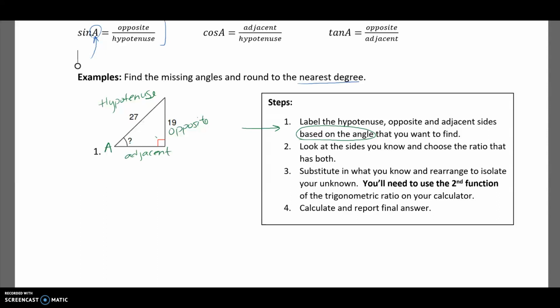Now I'll choose which of the trig ratios to use, and it's going to be based on the two sides that I know, since I need to know those two values to find the unknown angle. In this case, I know the measurement for the hypotenuse and the opposite sides. Looking at the trig ratios, that means I need to use the sine ratio. The sine of angle A is equal to the opposite side over the hypotenuse. Subbing in what I know, the sine of angle A is my unknown. I know the measurement for the opposite side is 19, and the hypotenuse is 27.